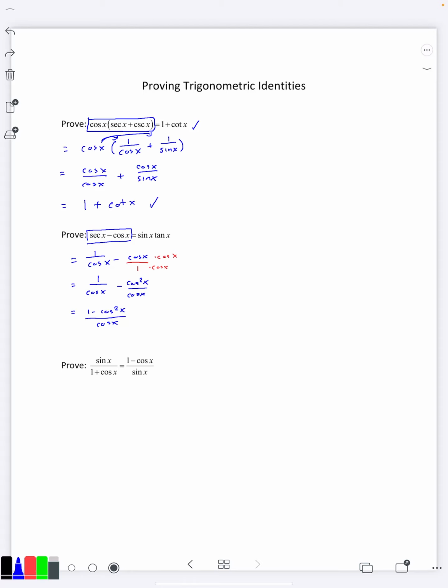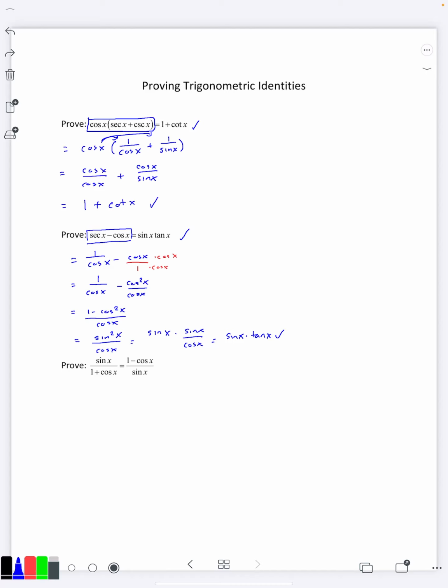Then we know our Pythagorean identities. 1 minus cosine squared is a sine squared. And then to finish this off, that sine squared, I'm going to break it up into sine x times sine x. And I have 1 cosine in the bottom. And I do this because now it matched up the right-hand side, sine x times tangent x. And since I was able to get to the right side, I now have my answer complete.